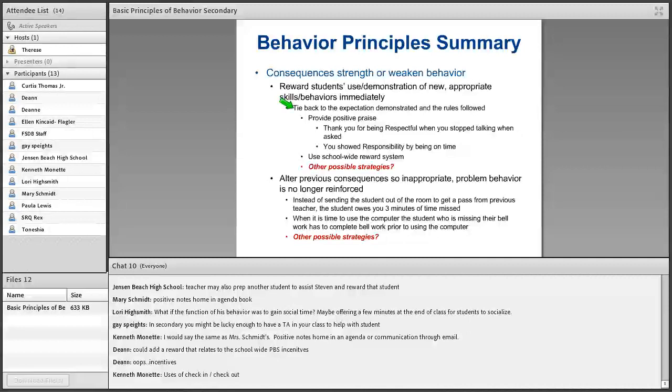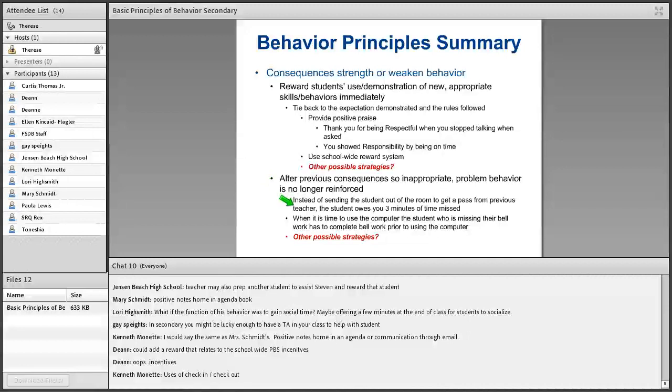So you're just getting more bang for your buck that way. Positive praise is always helpful. Using the school-wide reward system. You also want to keep an eye on how things were set up to begin with. So those naturally occurring consequences, as much as you can, you want to change those around so that inappropriate behavior is no longer being reinforced.